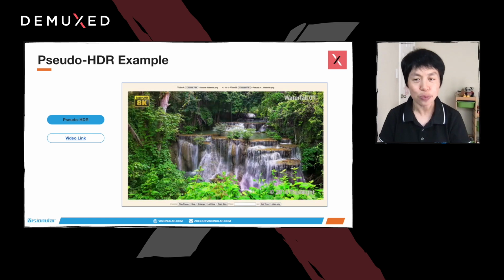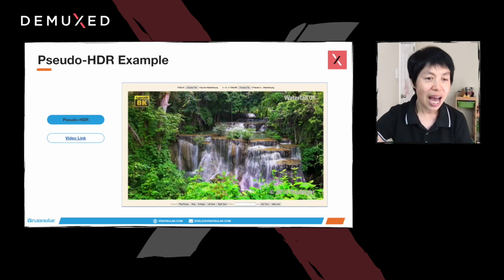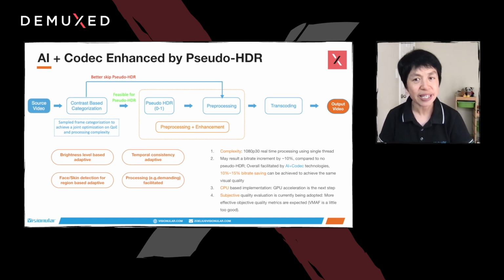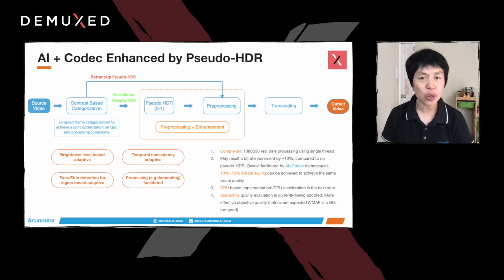And in this way, we further combine the Pseudo HDR module together with the preprocessing and our overall AI plus codec framework. So in this way, the Pseudo HDR is put inside the whole AI plus codec through intelligent optimization. For example, some artifacts can be further reduced, and also the overall image can be boosted.